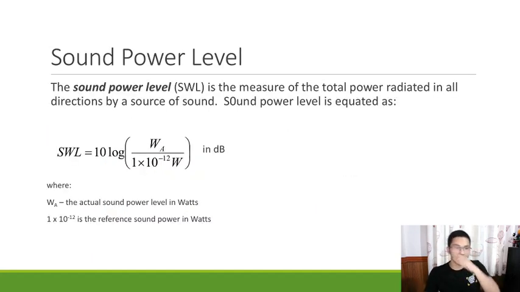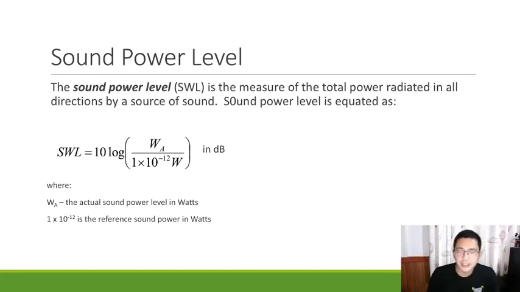Next, we have the sound power level naman. So, the sound power level or SWL is the measure of the total power radiated in all directions by a source of sound. So, kumbaga, when we say SWL, wala na tayong direction. Hindi na natin paki yung direction. Ang paki na lang natin is the total power radiated in all directions. Hindi katulad nung sa sound intensity level, we have a specific area kung saan o gaano kalaki yung energy na nagpo-flow in that specific area. But in SWL, hindi ganun yung case natin.